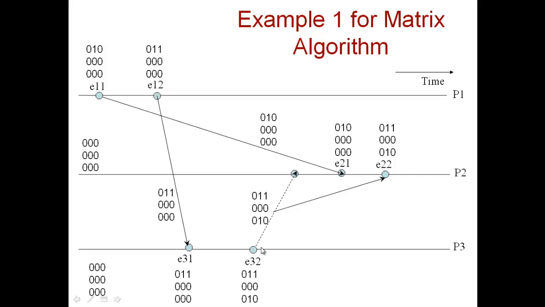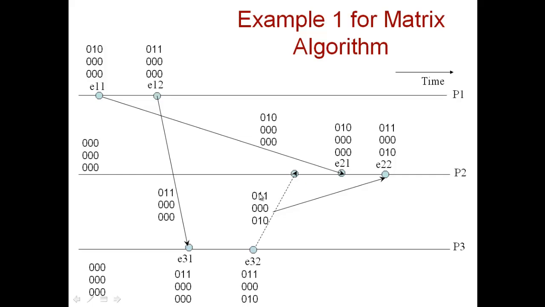Alright, so now P3 sends a message to P2. P3 sending, so this is the third row, and to P2, so increment the second column from 0 to 1. So you send this to P2. This is the matrix clock at P3, and this is the timestamp of that message. Now P2 needs to decide whether to accept that message or not.